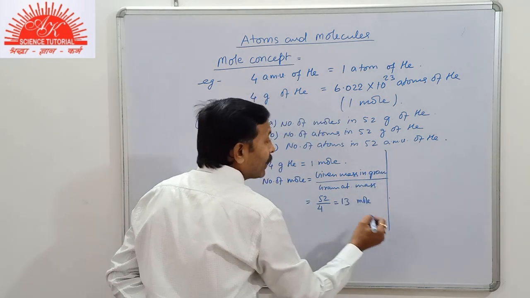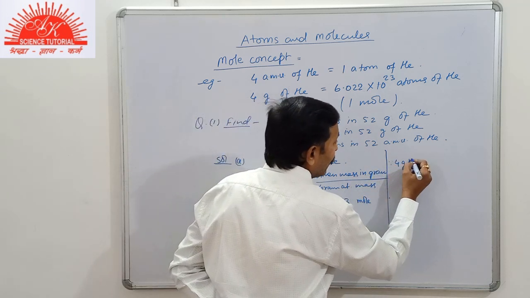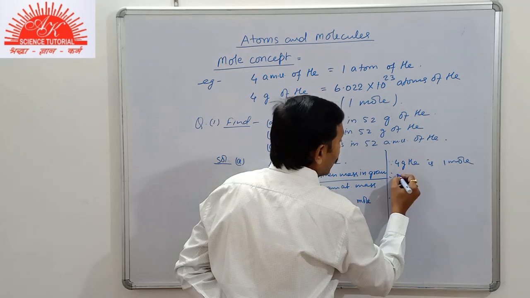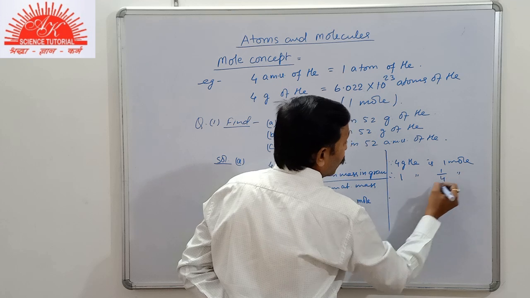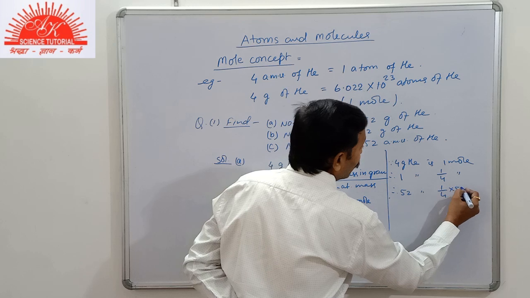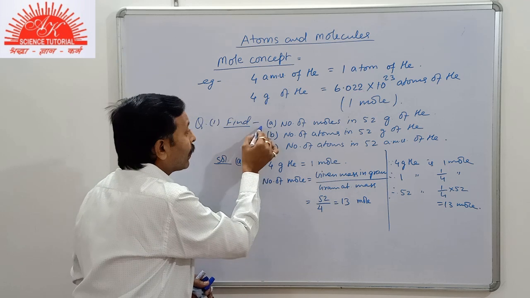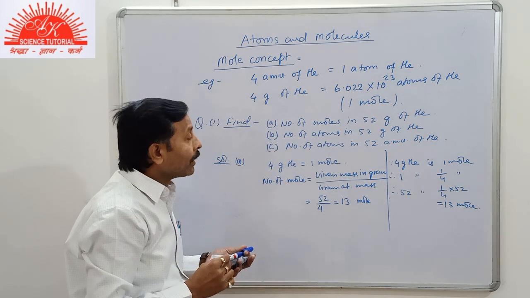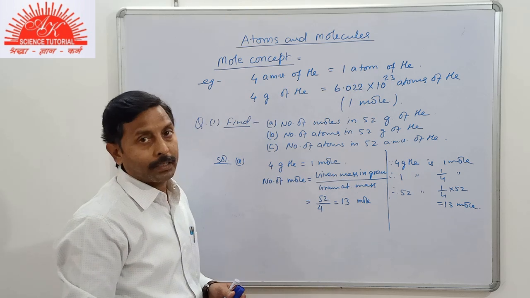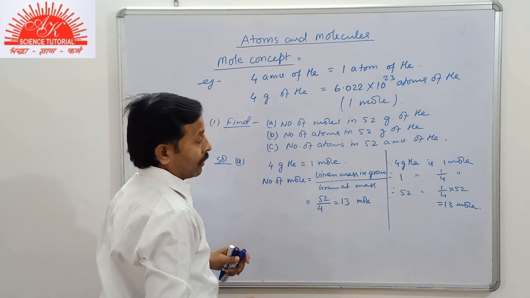We can also find it out by the unitary method, like since 4 gram helium is 1 mole, then 1 gram helium is 1 by 4 mole, then 52 gram helium is 1 by 4 into 52, that is 13 mole. So if the mass is in gram, we will compare it with the gram atomic mass. Now the second part, number of atoms.